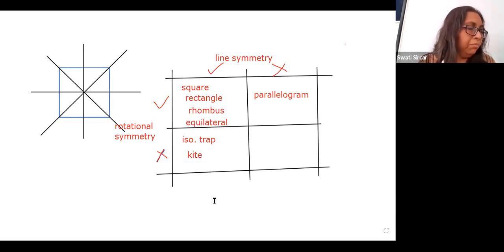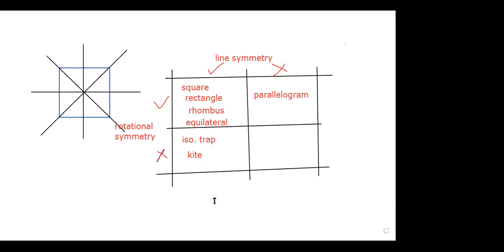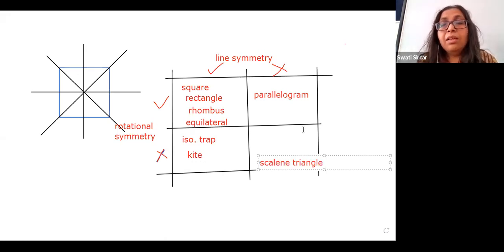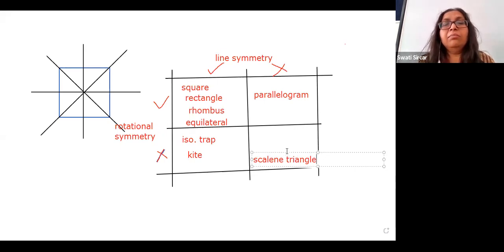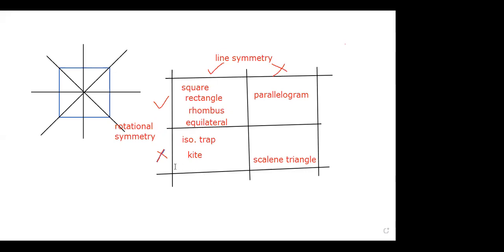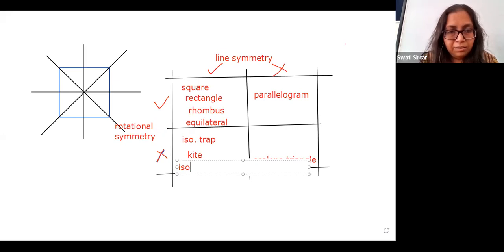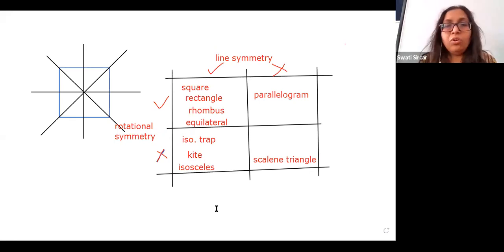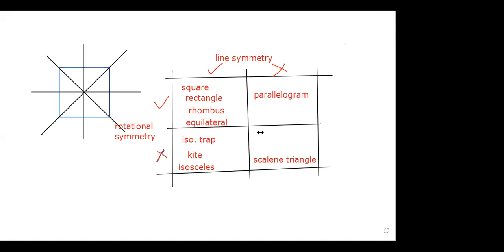It may not have a name. Scalene triangle. Yes, scalene triangle falls in that category. What about isosceles triangle? It has one line of symmetry. So isosceles comes here. And a quadrilateral with all sides unequal: there are quadrilaterals which have neither line symmetry nor rotational symmetry. A general trapezium will fall here.